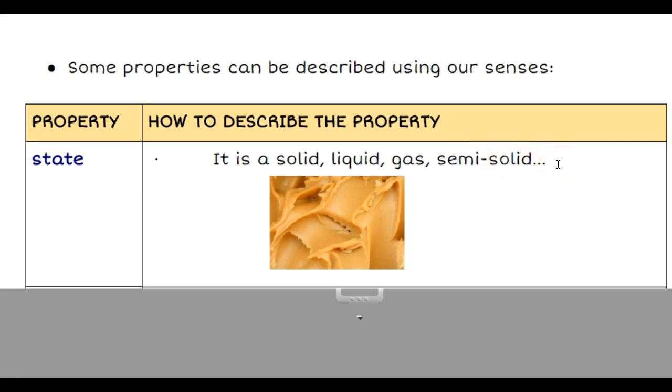It's something that still has particles that can move past each other, but still holds its own shape. I think of peanut butter, right? You can spread peanut butter, but it's still a solid substance.